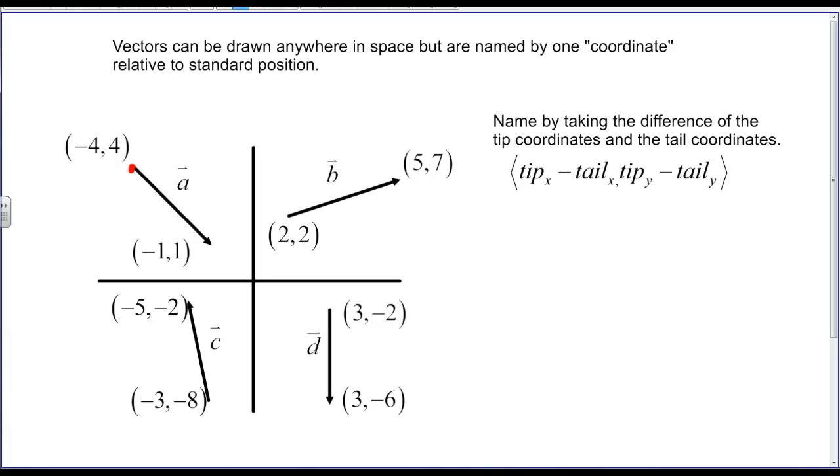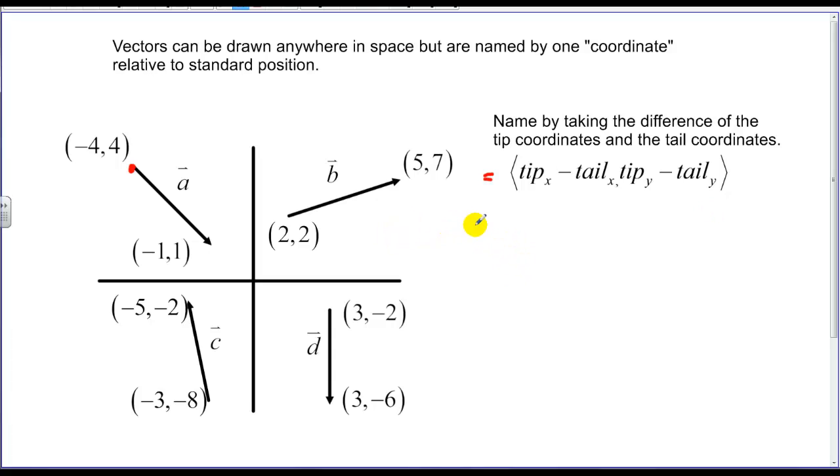Vectors can be drawn anywhere in space, but are typically named by one coordinate relative to standard position. In other words, you take the tail of your vector, slide it to the origin, and make sure that your vector is still pointing in the same relative direction as it was out in space. In order to calculate that point, to name it as a unique coordinate, we're going to take the tip minus the tail of the x coordinates and the y coordinates in each.